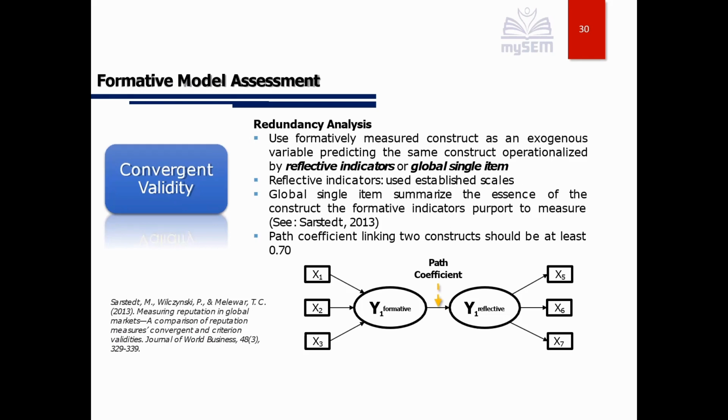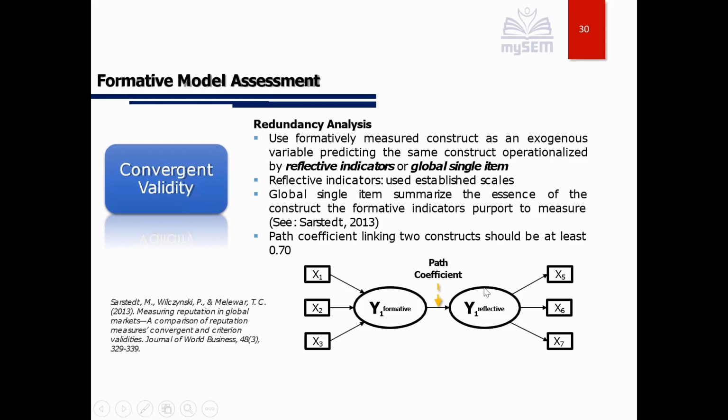Question number 16 will be a global single item question, meaning you have to ask what is the overall HRM implementation process, the HRM implementation in your organization. Maybe you are asking the HR manager or the employee. Maybe it is a 5 point or 7 point scale. Then he or she will give the answer. So that path coefficient value should be 0.7 and above.